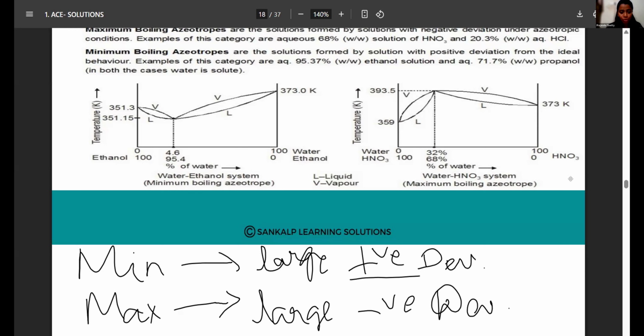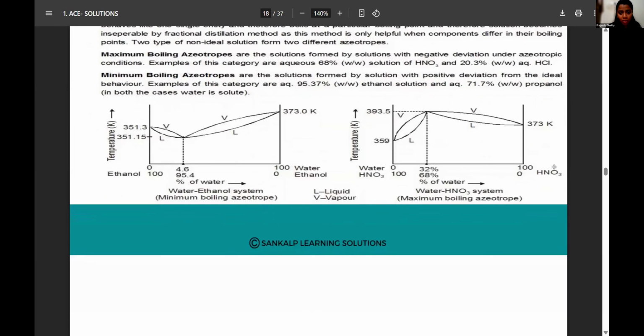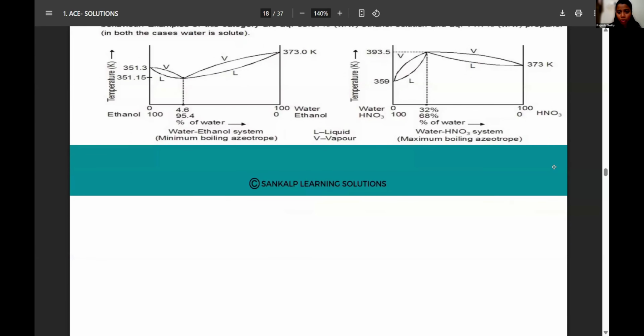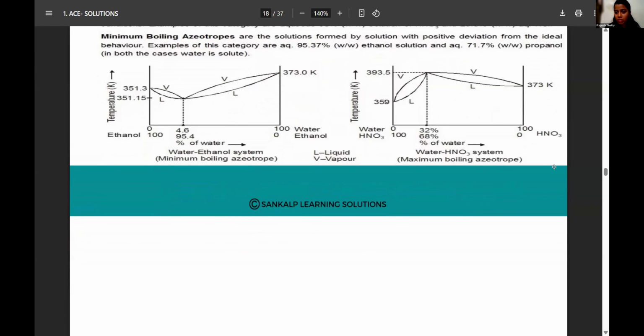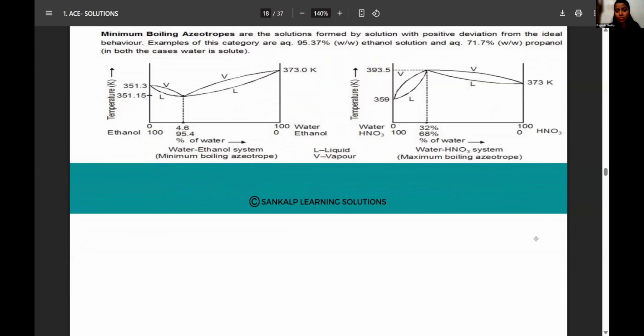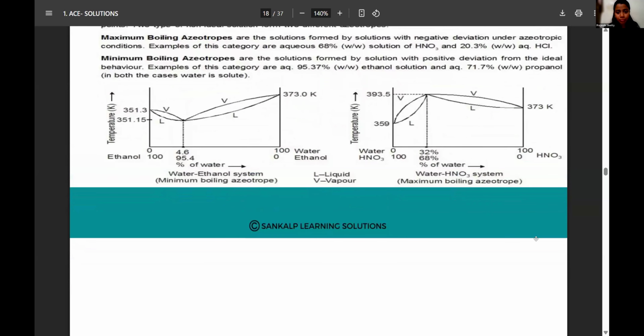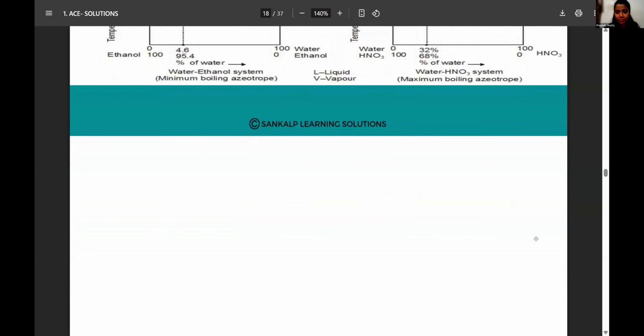And the examples are shown above. Just remember what maximum boiling azeotropes are, and then quickly let's move on to other things. It is enough to remember this much for now. Look into these graphs once. Please take a screenshot and keep it, and analyze it, okay?